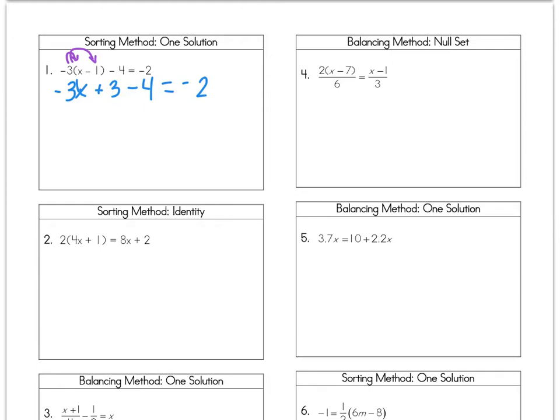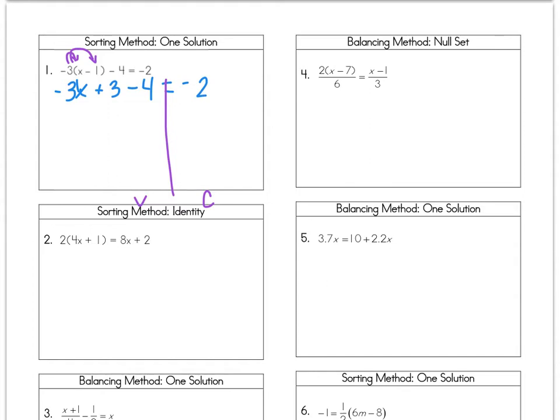Now the sorting method. What I tend to find helpful is drawing a line down the equal sign to show you what I mean by sides of an equation. This is what I mean by the left side of an equation, and this is what I mean by the right side of the equation. On the left side, we are going to put our variables, and on the right side, we are going to move our constants.